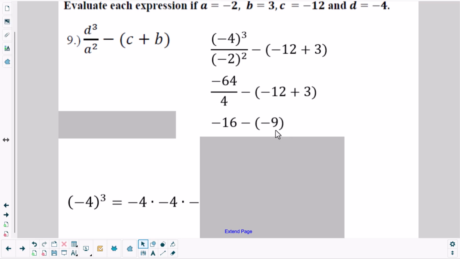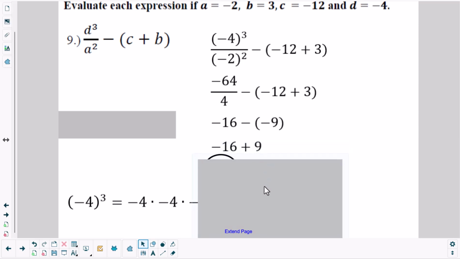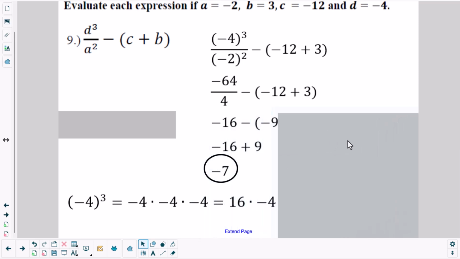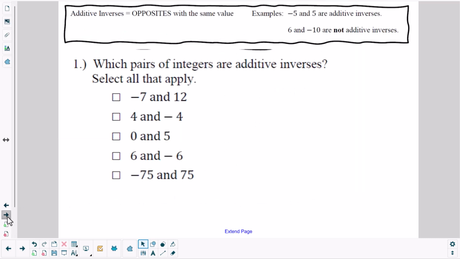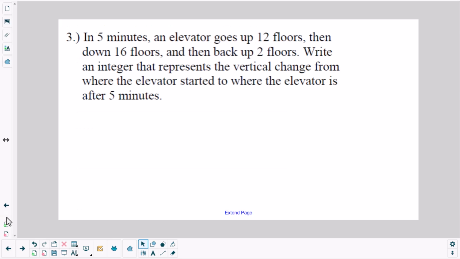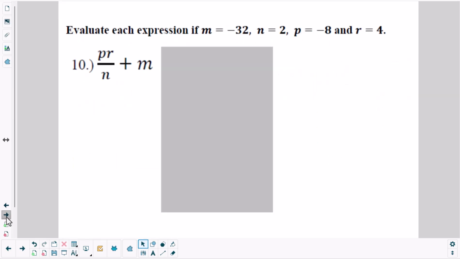I will rewrite this as an addition problem, so we will become negative 16 plus 9. Negative 16 plus 9 is negative 7. And again, I want to make sure to show negative 4 times negative 4 times negative 4 gets you negative 64. All right, last 3 questions. Whoops. We will see that in the next lesson.